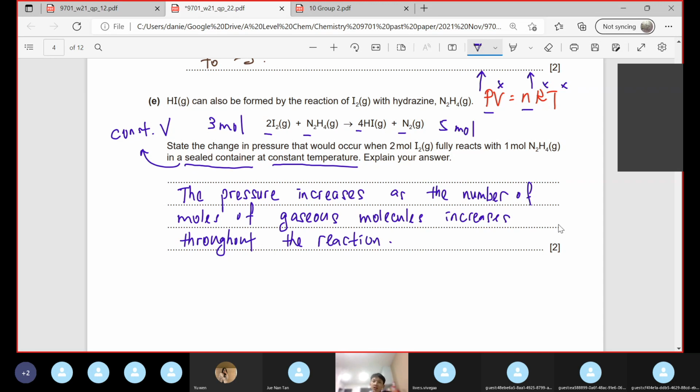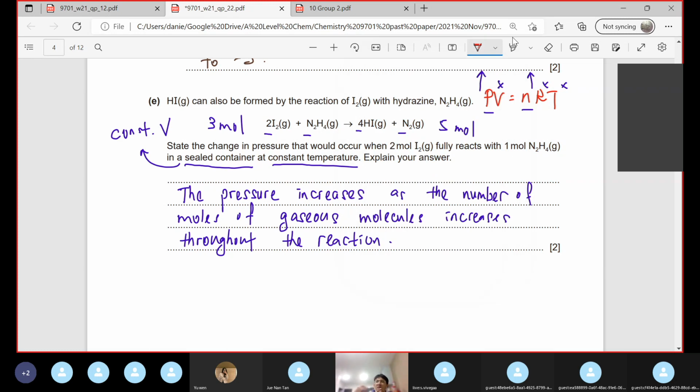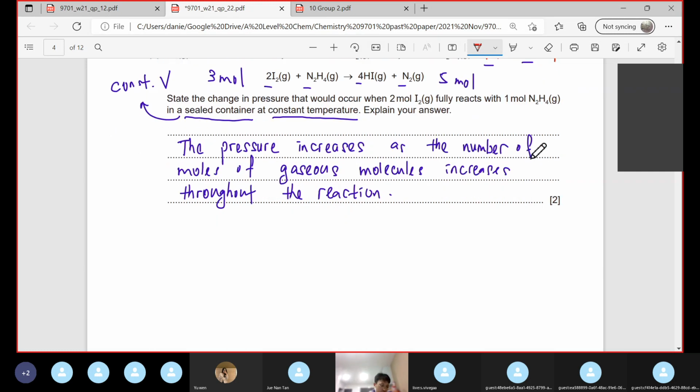Okay, then if you want over here, I remember the mark scheme shows that you need not state how the change is, okay? That is optional. It is not saying no need, but it is just optional. If you want to show how much the number of moles increases, for example here 3 to 5, you can write in this way. Okay, I will show you another way to write it.